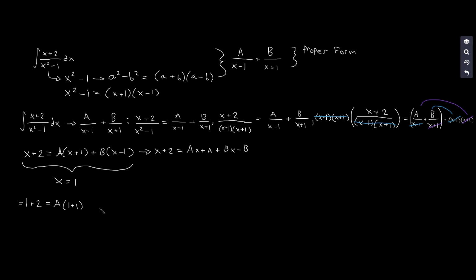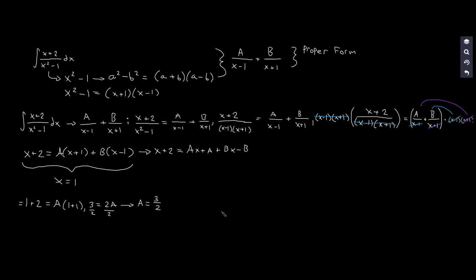Oh wait, I should be clear for this whole thing here. If I set x equals 1, we would get 1 plus 2 equals a times 1 plus 1. And then that's going to be 3 equals 2a. Then if I divide by 2, that will show us that a equals 3 over 2.